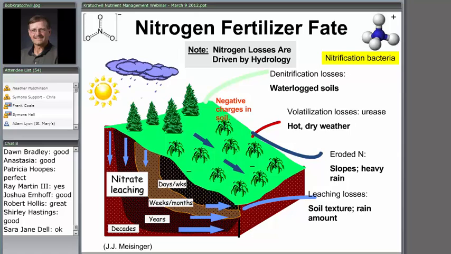And why do we have nitrate leaching? Remember this negative charge that we have on nitrate? Nitrate in the soil, we've got lots of negative charges in the soil. You all are very familiar, I think, with magnets. When you put the same poles together, they reject each other. That's what happens with nitrate when it's in the soil. It immediately goes into the soil solution.